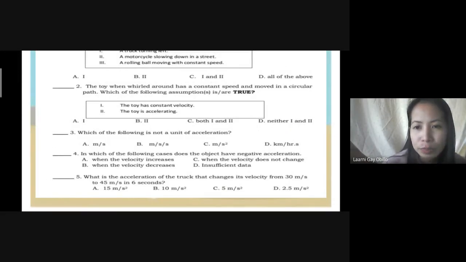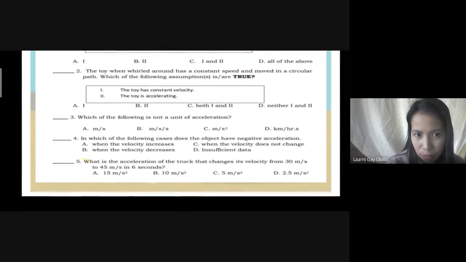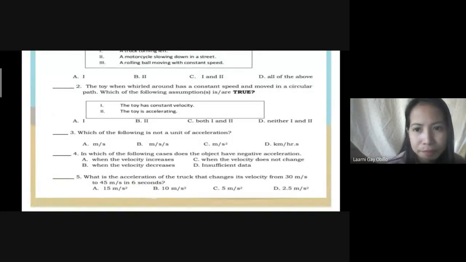Type in your answer. Miguel, Mario, John Mark, and Malrich. Okay, answer is letter D. Insufficient data ba yan? Negative acceleration. Okay, anong answer yan? Answer is letter B, when the velocity decreases.